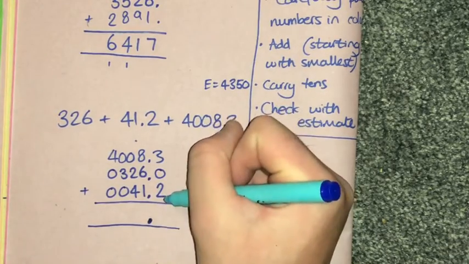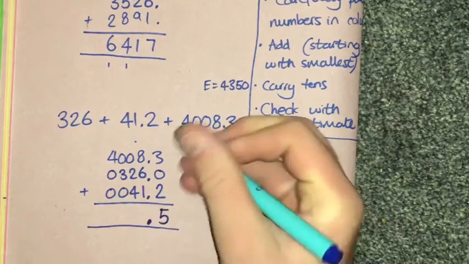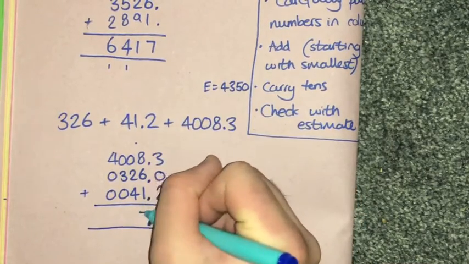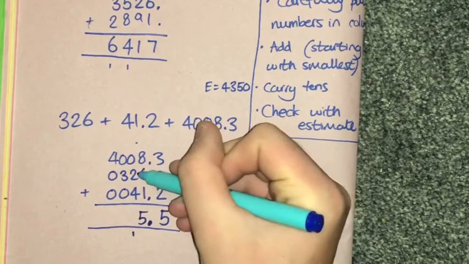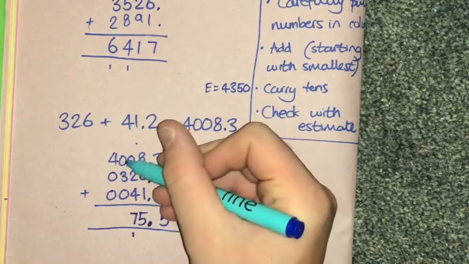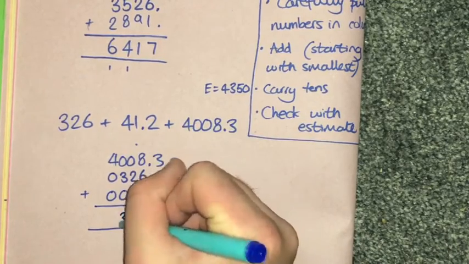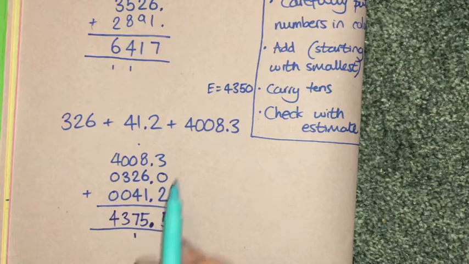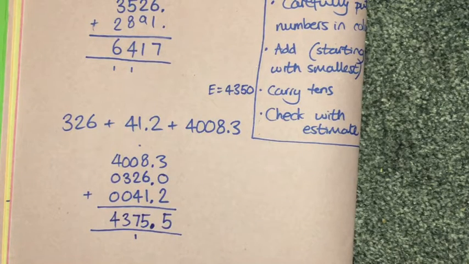So 3 tenths add 2 tenths is 5 tenths. 8 add 6 ones is 14, plus that one is 15. Carry my 1. 2 tens add 4 tens is 6 tens, plus that one 7 tens. 300s, that's all I've got there. 4,000s, 4,375, and my estimate was 4,350. I'm quite confident that that is right.